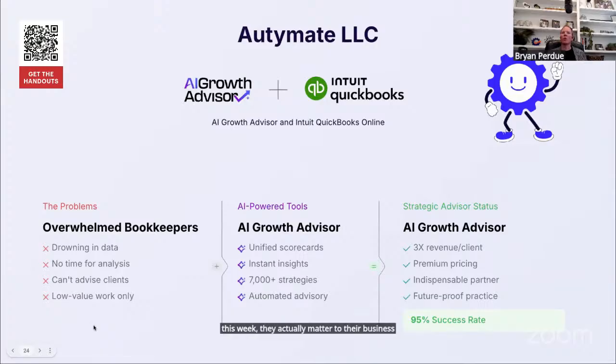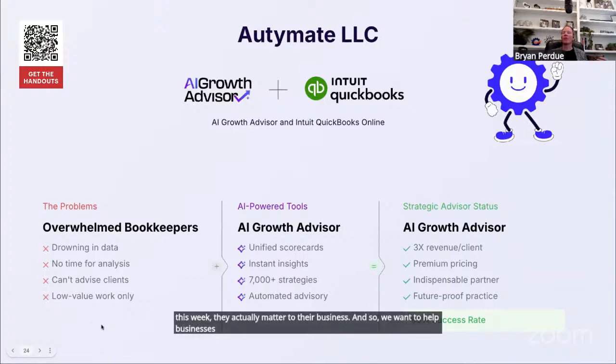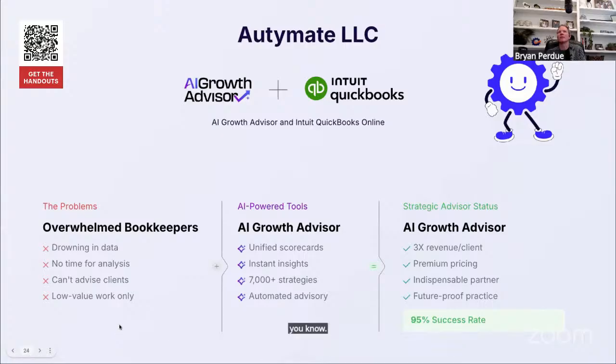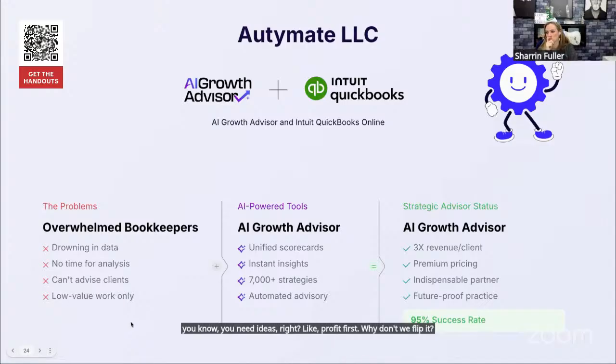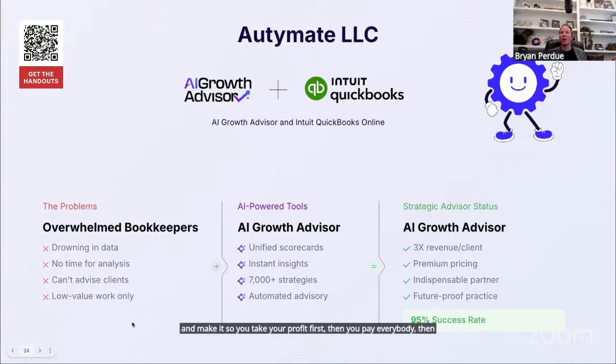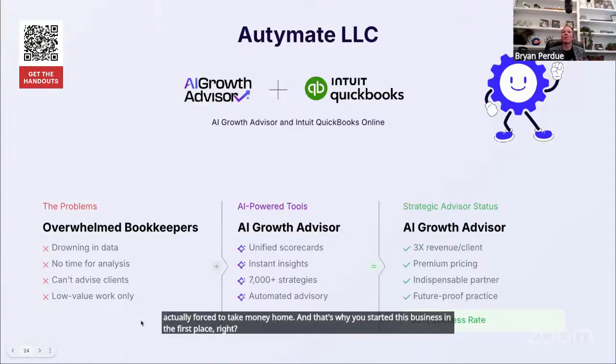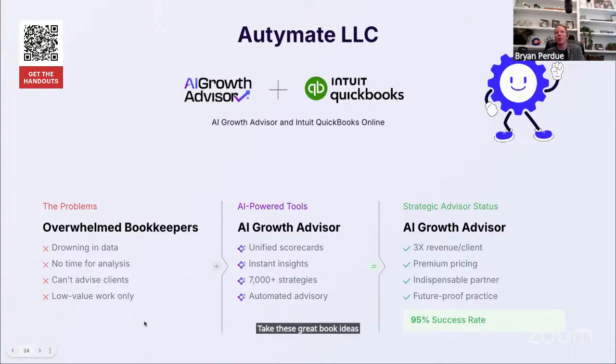And so we want to help businesses stop drowning in the data, stop working on getting the data in, but also getting strategic decisions. And a lot of times, you need ideas, right? Like Profit First. Why don't we flip it and make it so you take your profit first, then you pay everybody, then you're actually forced to take money home. And that's why you started this business in the first place, right? Take these great book ideas and implement them for your clients.